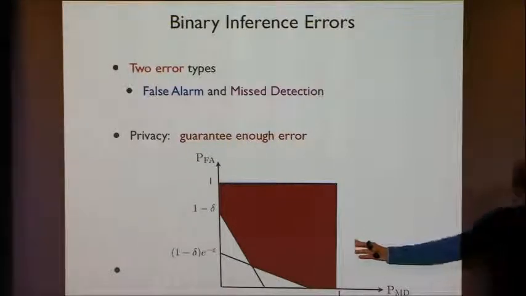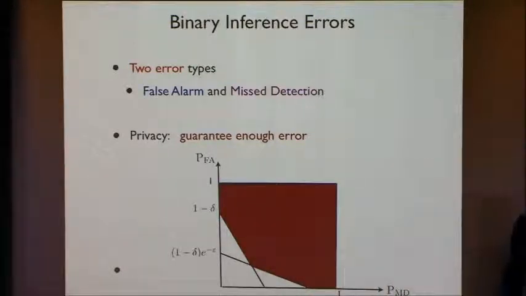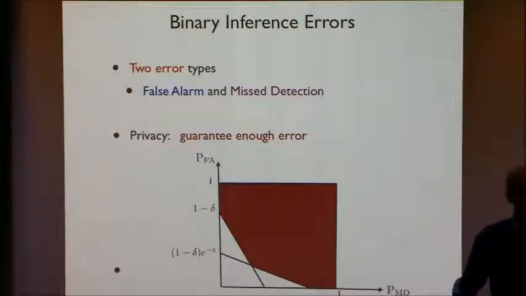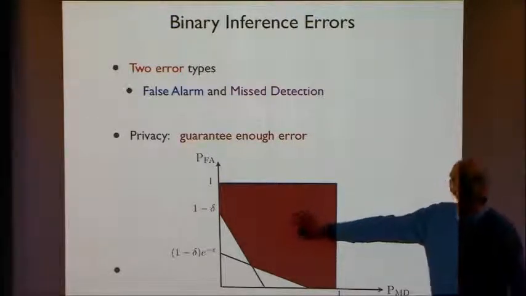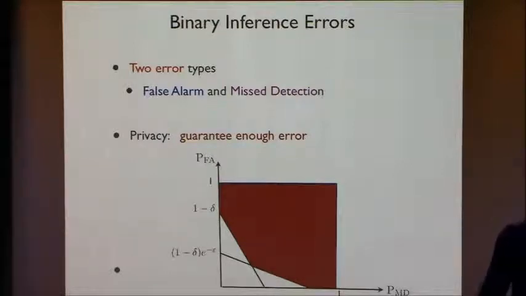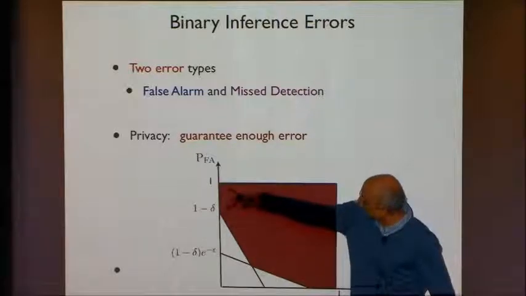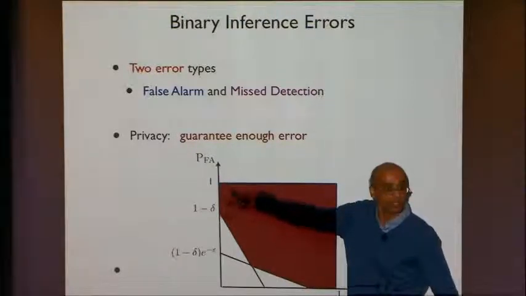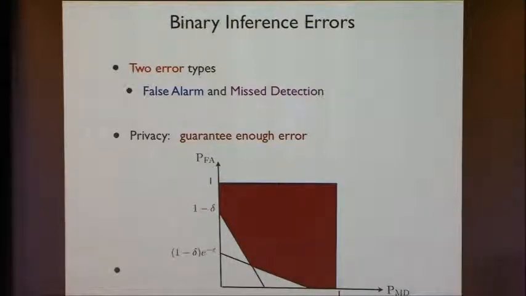So let's get the notation right. I'm just plotting error probabilities. There's a binary hypothesis test. A user is there or not. And as long as the error probabilities are in this red region, you say the mechanism is epsilon delta differentially private. Notice that this height is delta. I guess this intercept here is delta. The slope is e to the negative epsilon. Okay, so those are the parameters epsilon and delta.